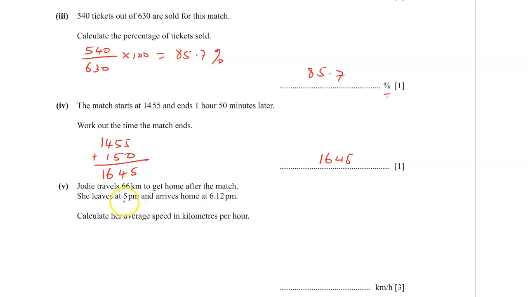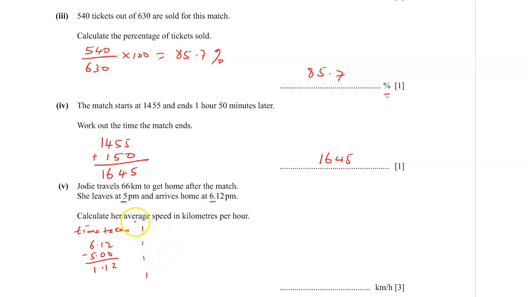Jody travels 66 kilometers to get home after the match. She leaves at 5 p.m. and arrives home at 6:12 p.m. Calculate her average speed in kilometers per hour. You get the total time Jody takes. Time taken for Jody to travel is 6:12, and she leaves at 5, so it takes 1 hour and 12 minutes right there.